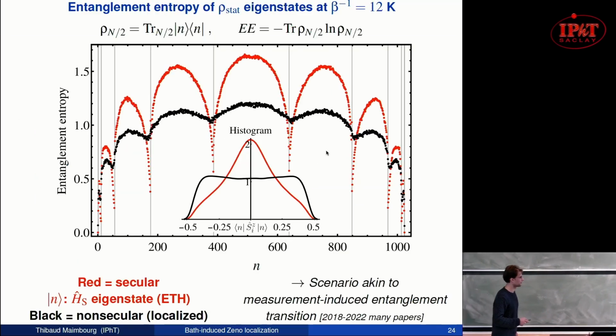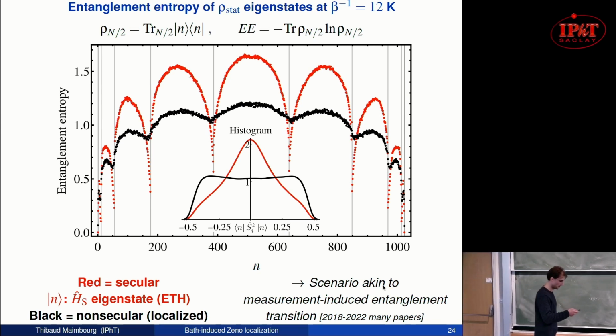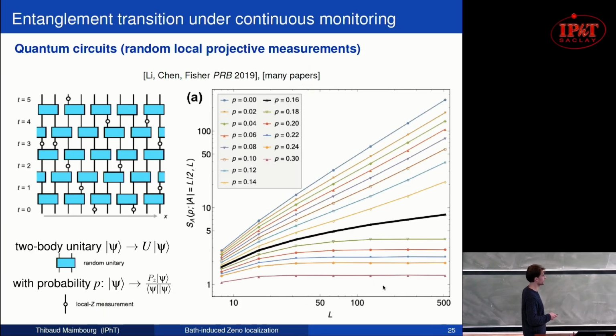Okay. So the last thing I would like to say is that this kind of Zeno localization due to measurement by the bath resembles very much, and I think it's basically the same physics that is happening in the so-called measurement-induced entanglement transition that has been studied a lot recently. So I'll just do one slide on it, just to mention the relation.